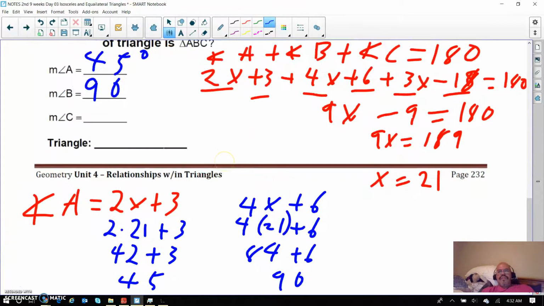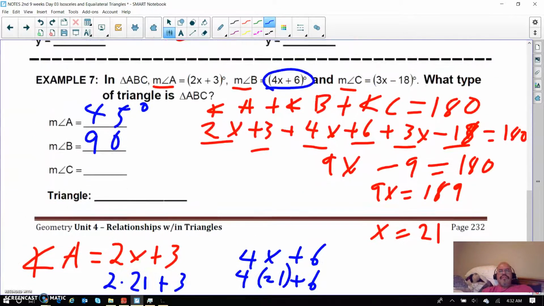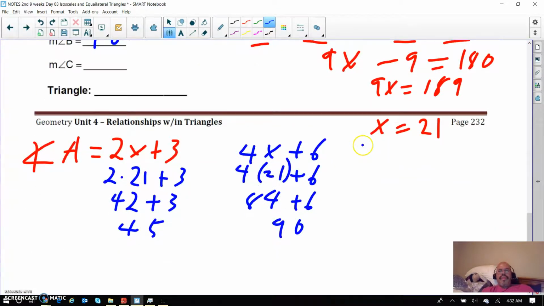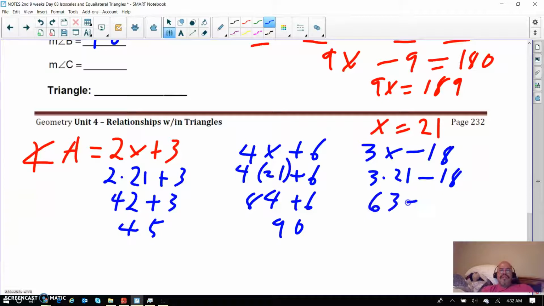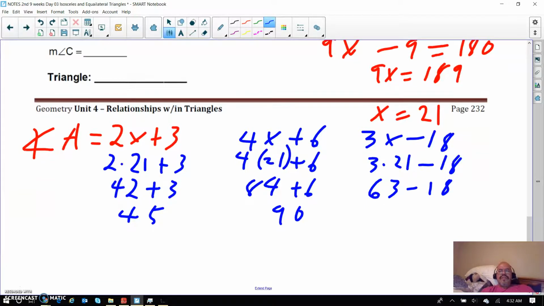The last one, 3x minus 18. So it's 3 times 21, which is 63, minus 18. So it's going to be 45.